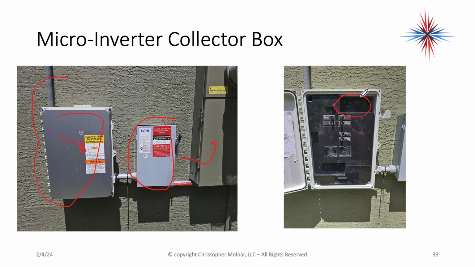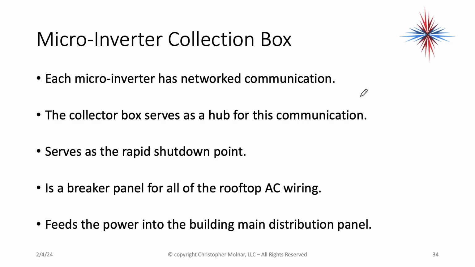Looking closer, there's also usually some USB ports and stuff like that up here so we can connect into it to troubleshoot. Microinverter is a network communication. The collector box serves as a hub for this communication. It also serves as a rapid shutdown point. It's also a breaker panel for all of the rooftop AC wiring. It feeds the power into the building through the main distribution panel.